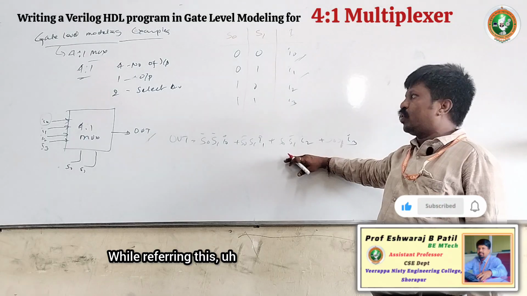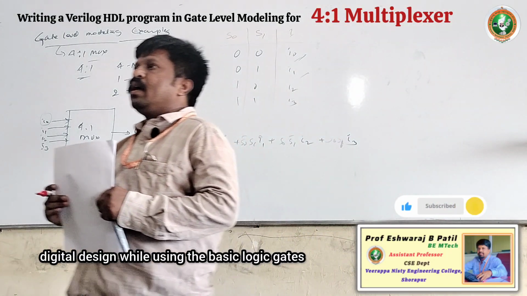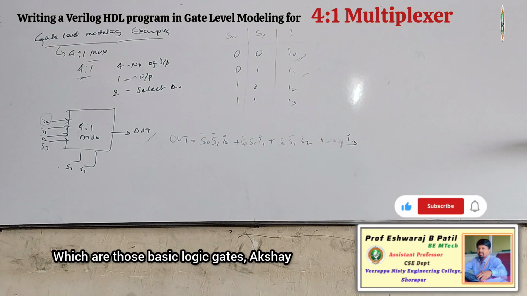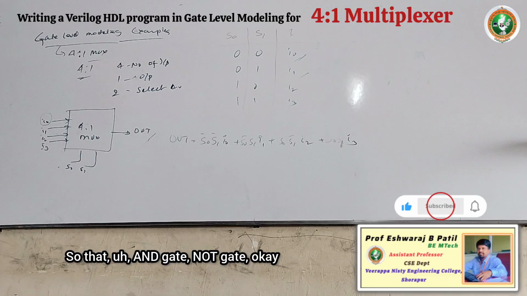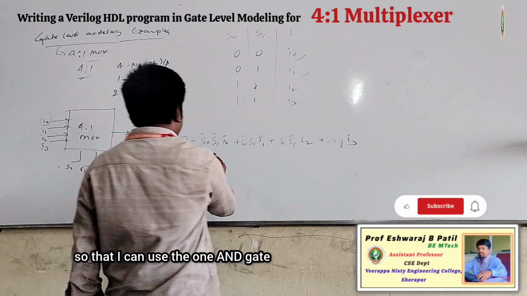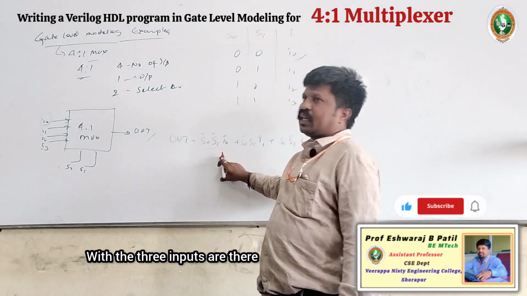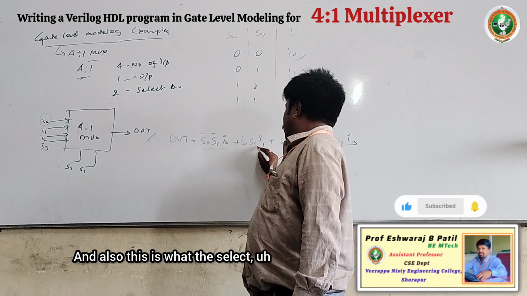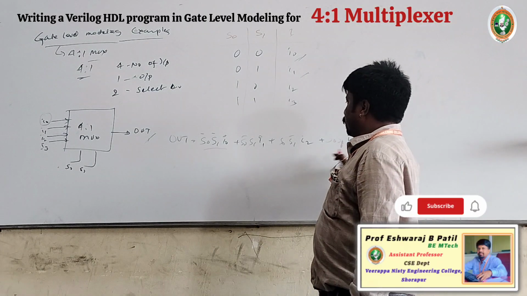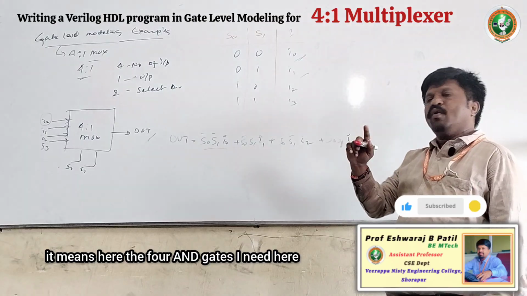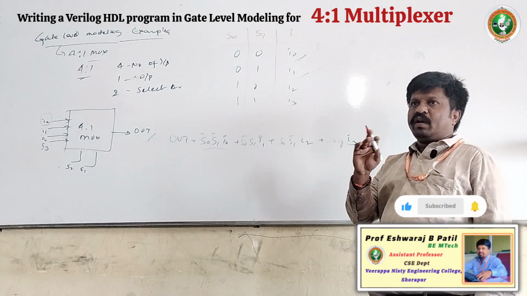While referring to this 4:1 MUX equation, I have to design my digital circuit using the basic logic gates. Which are those basic logic gates? Actually, AND gate, OR gate, and also NOT gate. So I can use one AND gate, which is the product form, with three inputs. I need a second AND gate here with the product form. Here I need four AND gates. For the plus purpose, I need only one OR gate.